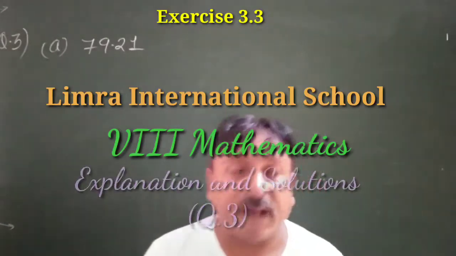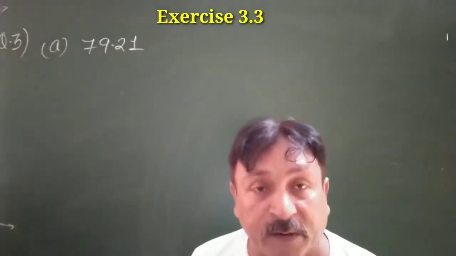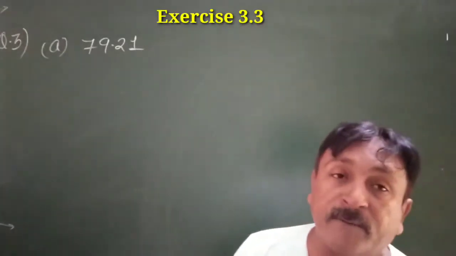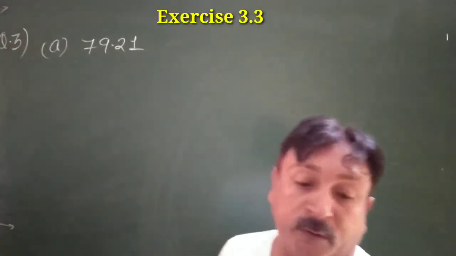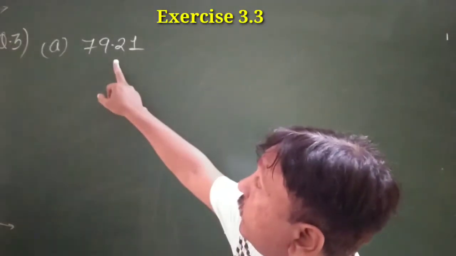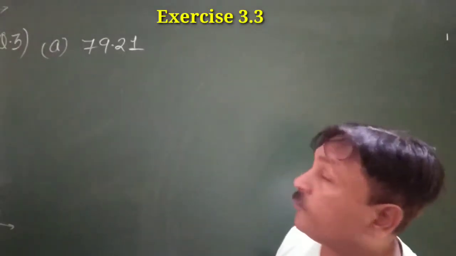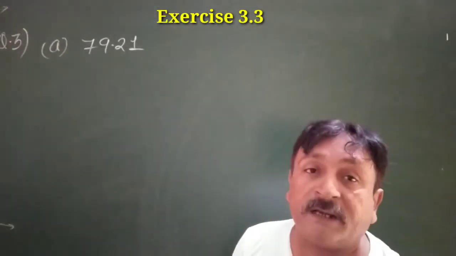Good morning students, class 8, and today we are going to do question number 3 of exercise 3.3. In question 3, we have to find the square root, okay? But in this question the number given to us is in decimal form. So how do we find the square root of numbers which are in decimal form?